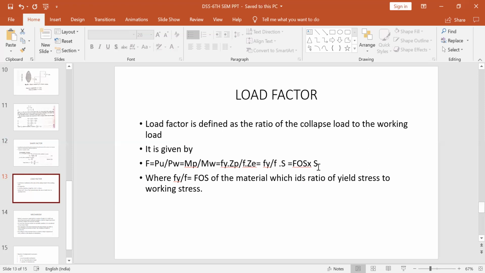So if you know the shape factor and the factor of safety, you can find the load factor, or alternatively, if you know the load factor and the factor of safety, you can find the shape factor. Anyone you can find, but the factor of safety should be known. Now Fy by F is given as the factor of safety of the material, which is the ratio of yield stress to working stress.